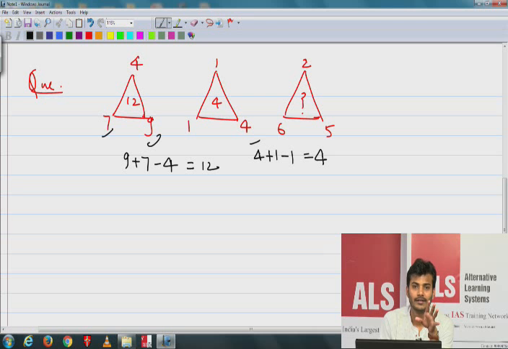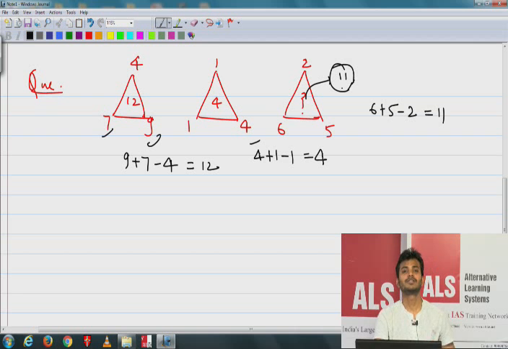You're getting my point? So in a similar manner, what we have to do is 6 plus 5, right? 6 plus 5 minus 2. You're getting it? 6 plus 5 will be 13 minus 2. That gives you 11. So what should be coming in place of the question mark? 11. So this is 11. Right? So the correct answer would be 11.